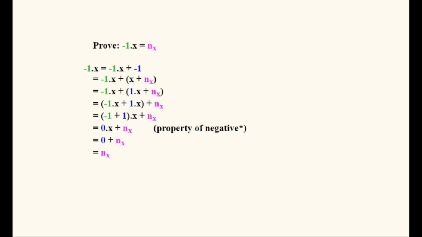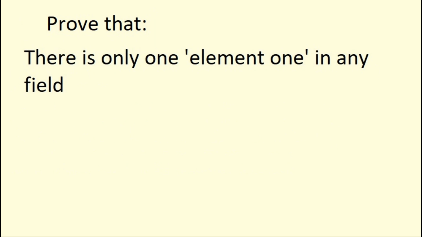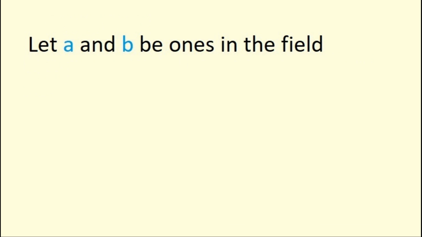Now we can use these theorems to prove other theorems. Now we'll prove these two things, that there is only one element that's a 1 for each field, and there is only one inverse for each non-zero element in it. Starting with the proof that there is only one element 1, we'll define A and B to both be elements that are 1s in the field.